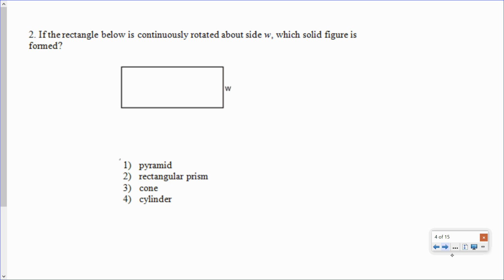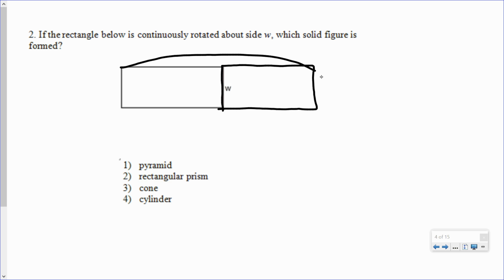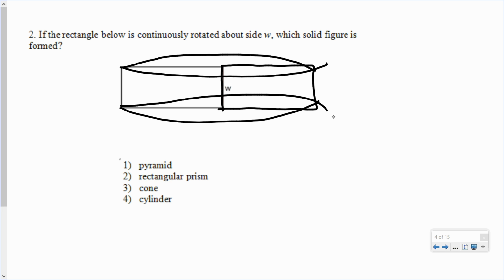If the rectangle below is continuously rotated about side W, which solid figure is formed? So I'm rotating it around side W. So it's like a flag here that I'm spinning around this flagpole. So I'm going to reflect it in 2 dimensions, and then I'm going to connect the original and the image with curves. What shape is that? Well, that looks like a hockey puck, which is a cylinder. It's kind of a short cylinder, but a cylinder nonetheless.